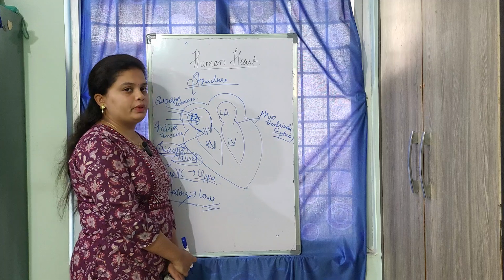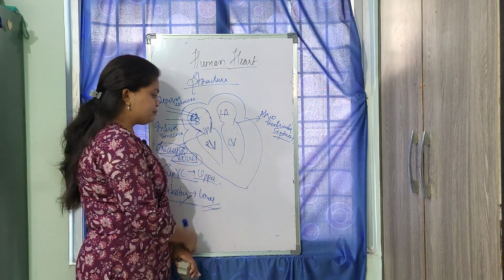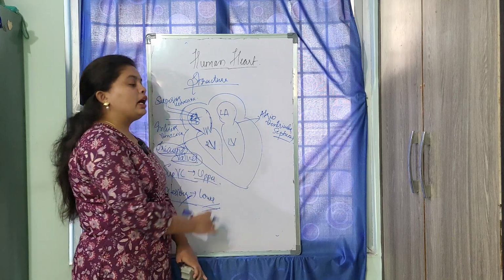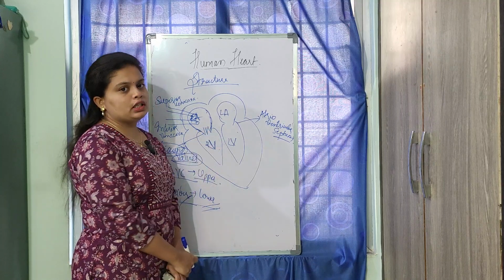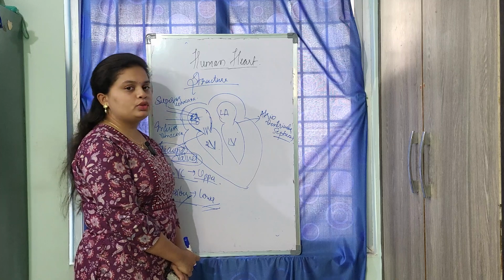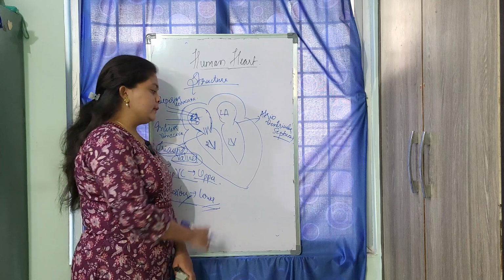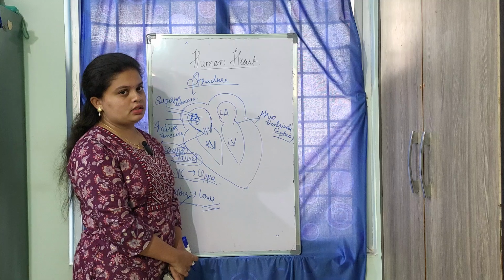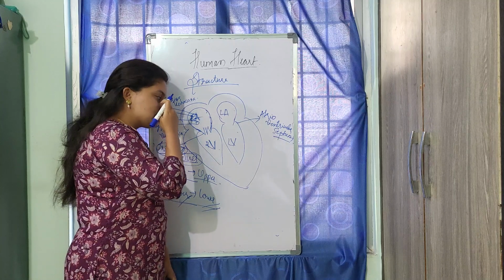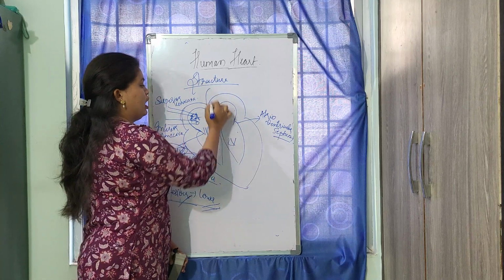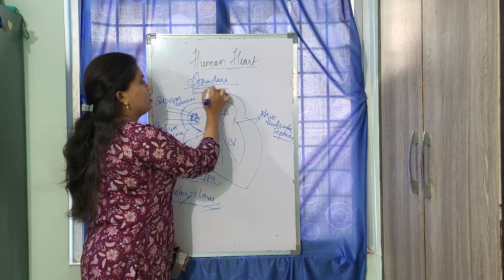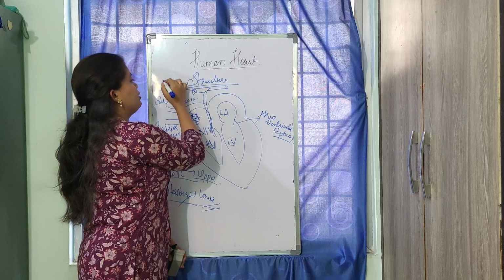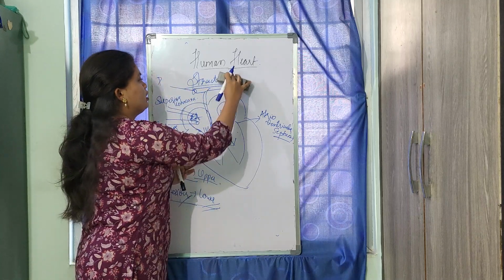The tricuspid valve has opened. So this right atrium has now received the deoxygenated blood, and what is the first thing that this ventricle should do? It should send the deoxygenated blood to the lungs. Yes, and this is done by the pulmonary artery.